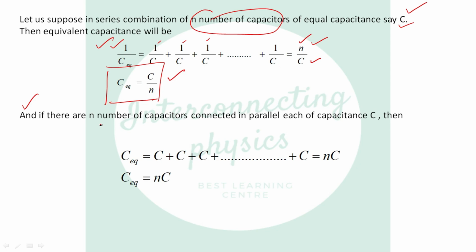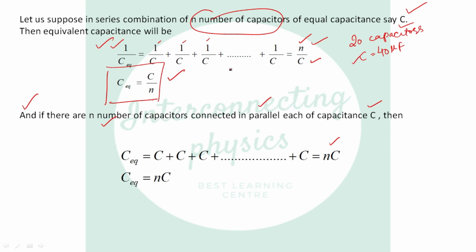Similarly, if we have n number of capacitors, each having capacitance C and they are connected in parallel, then what will be the equivalent capacitance? It is C plus C plus C up to C n times, and it will become n into C. Let us explain this by example. Suppose we have 20 capacitors, and each having capacitance 40 microfarad.